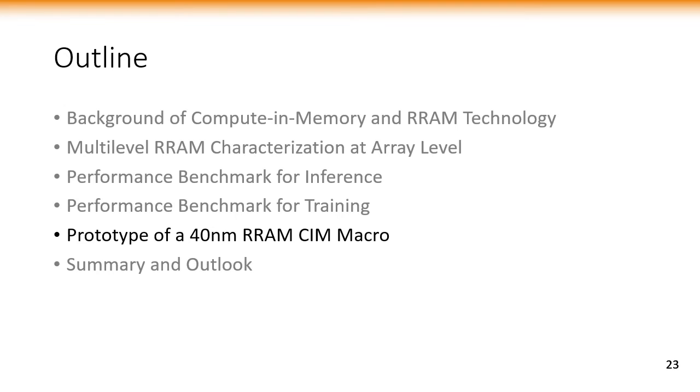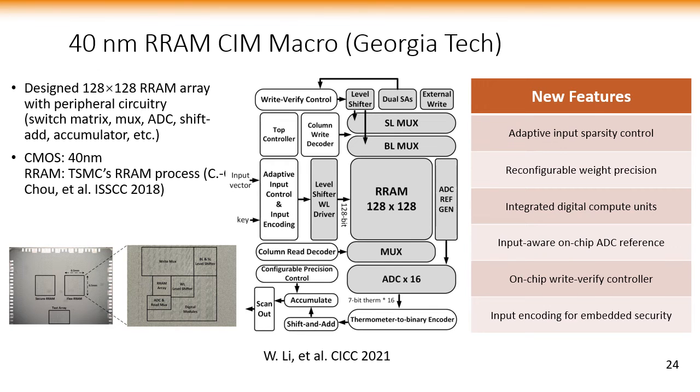And next, we are going to showcase a prototype test chip using TSMC 40nm RRAM process. So this is our recent design of a 128 by 128 RRAM array with all the peripheral circuits to do the computation. And here the process is the TSMC 40nm RRAM process as reported in this IEEE 2018. And here we show the diagram of the test chip, and the white boxes here are the digital blocks, and then the gray boxes here are the analog blocks.